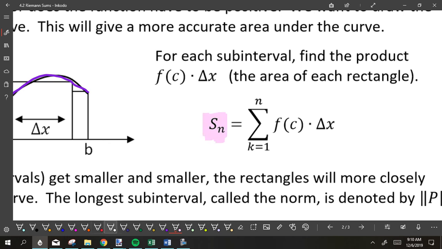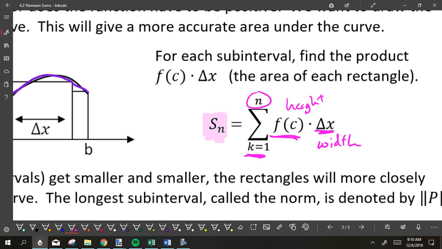We're going to start at whatever our first rectangle is, and we're going to keep going until the last one. It's not real complicated. This right here, f of c, stands for the height of each rectangle, and delta x stands for the width. That's what we're doing. We're finding rectangles, a whole bunch of them, and we're going to add them together.